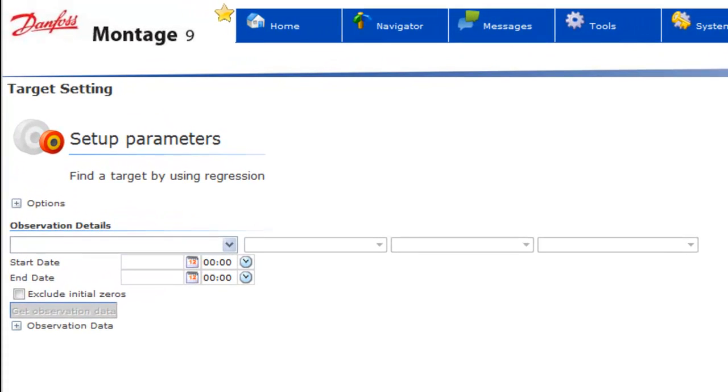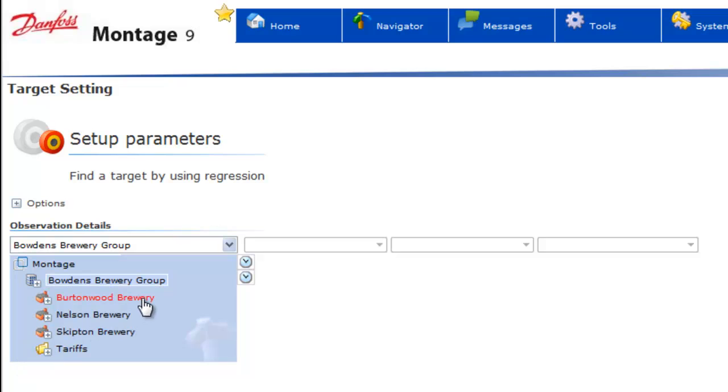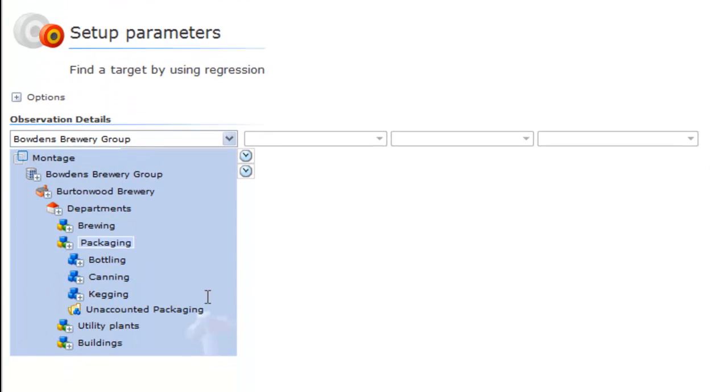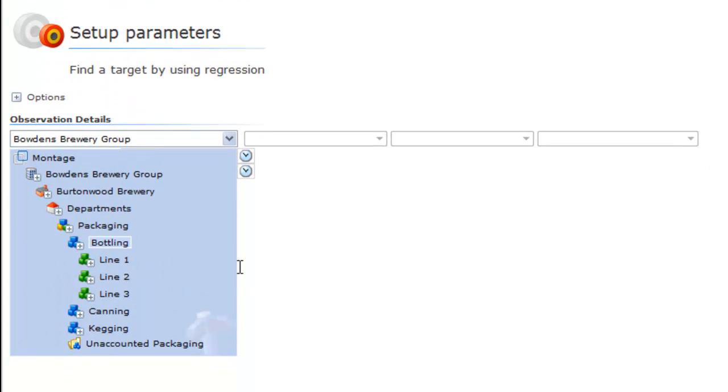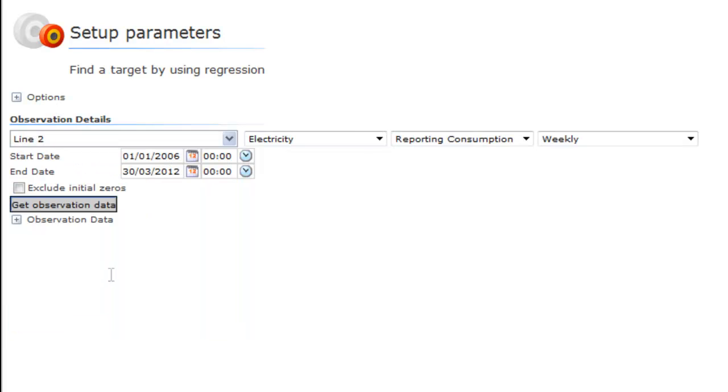The first step for establishing either a baseline or a target in Montage is to identify the area of the plant that I am interested in establishing the baseline for. Previously, we identified that we had an issue in our bottling lines. Bottling line 1 identified to us that it was a problem due to meter readings. In this case, let's see how we are performing on line 2.